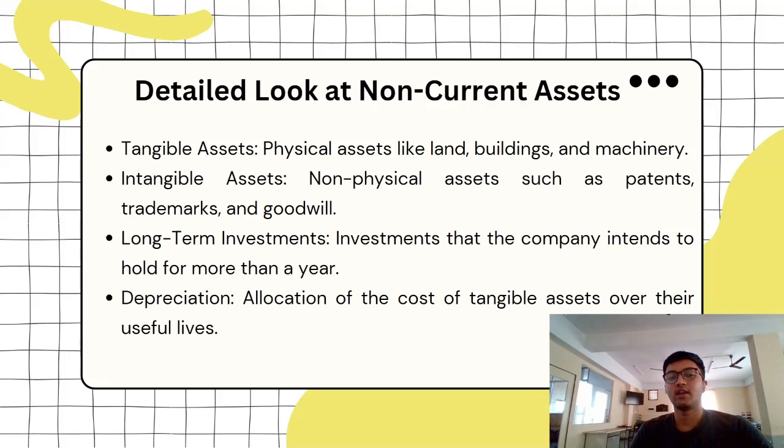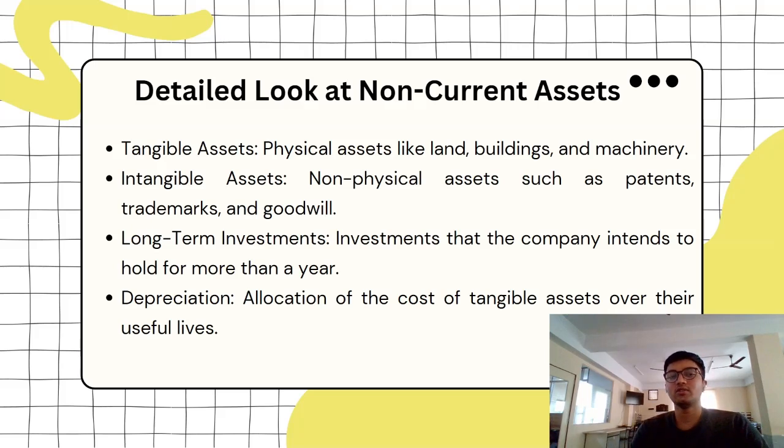So patents, trademarks, these are intangible assets that a company owns. The pharmaceutical companies have a lot of patents because they'll be producing and inventing a lot of drugs which will cure many of the diseases that are present.